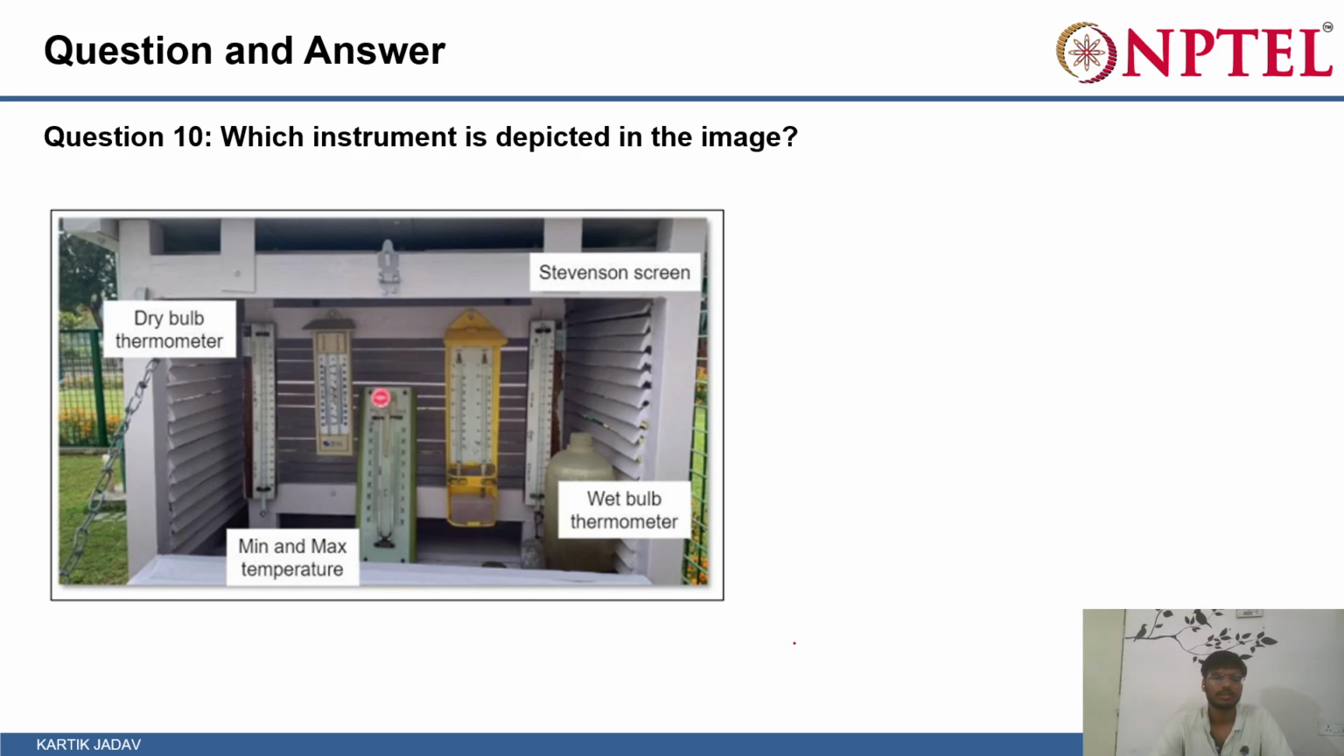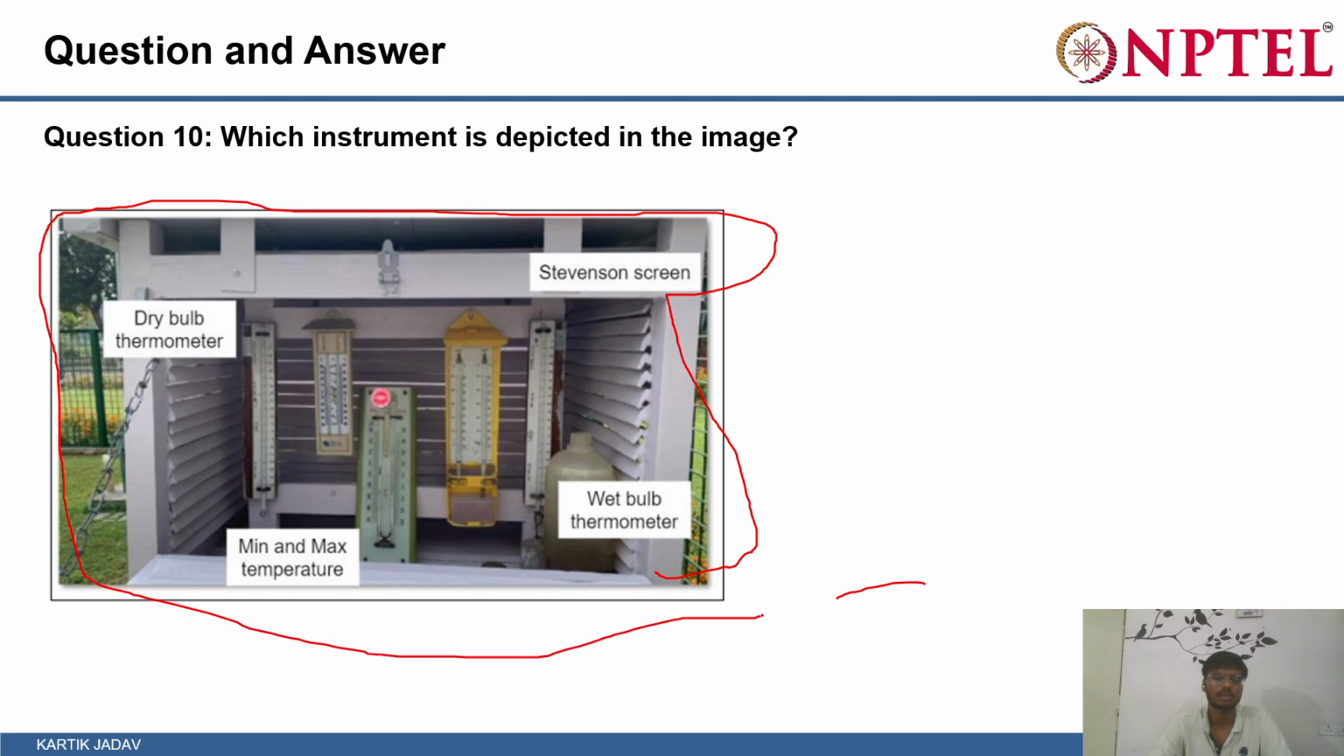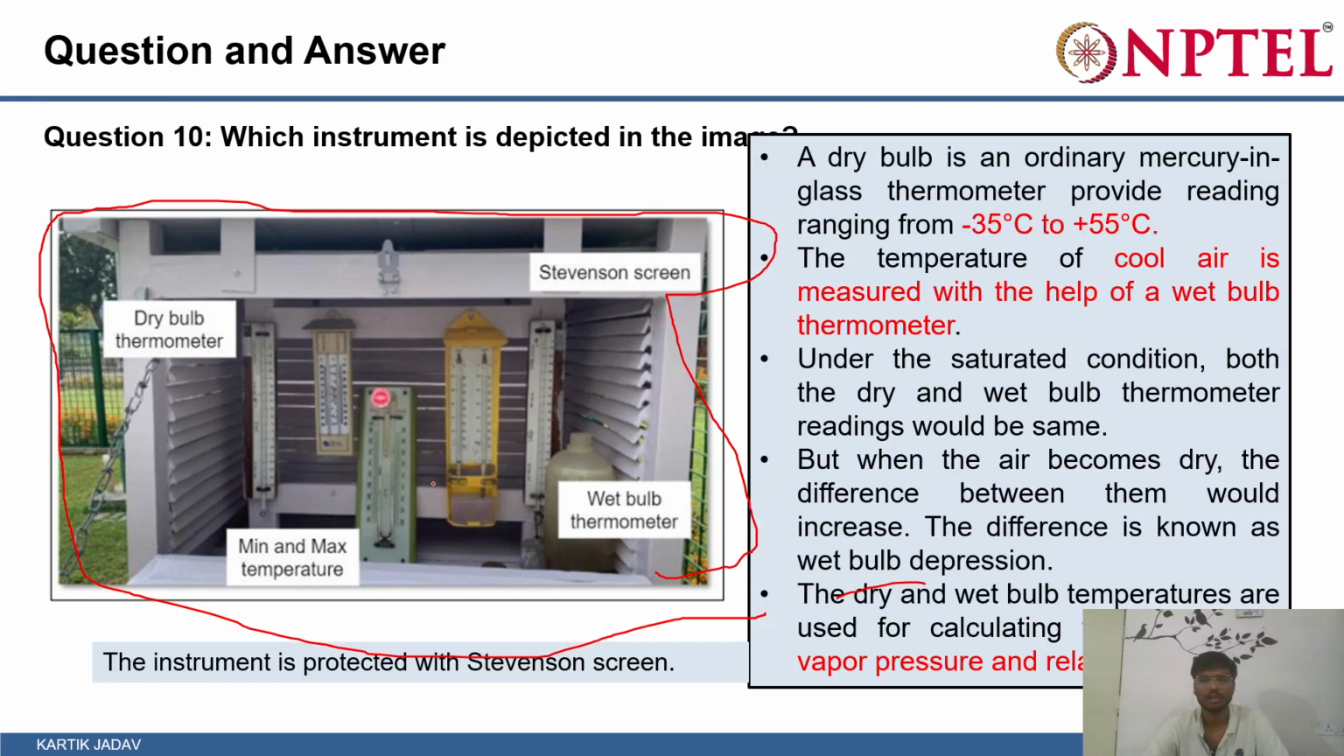Again, this is the box. This box generally has various instruments: dry bulb thermometer, wet bulb thermometer, minimum and maximum temperature instruments, and also humidity measurement. Based on all this data, we can measure humidity. So this instrument is known as the Stevenson screen, and it is used to measure these components.